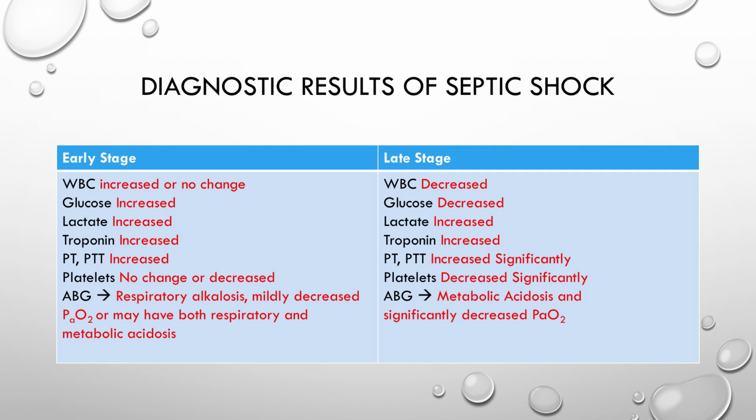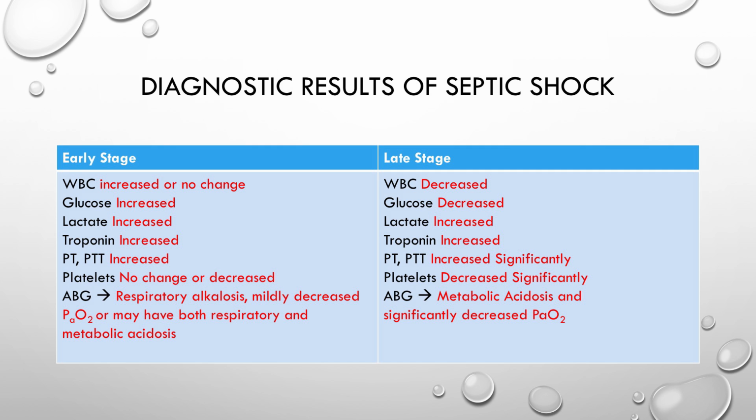Your lactate is increased, your troponin is increased, your PTT and PT are significantly increased. Your platelets are decreased significantly, again, due to the compensatory stages being gone through and you're going into the refractory stage. And your ABG is going to show metabolic acidosis and significantly decreased PaO2. That is decreased consumption of the oxygen due to this acidosis, due to lactic acid, due to your body's inability to compensate any further.